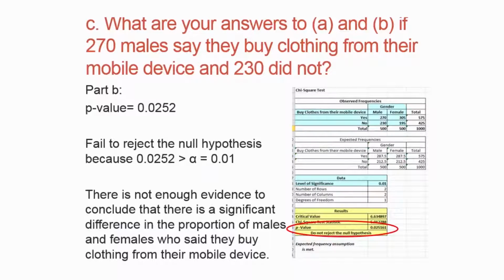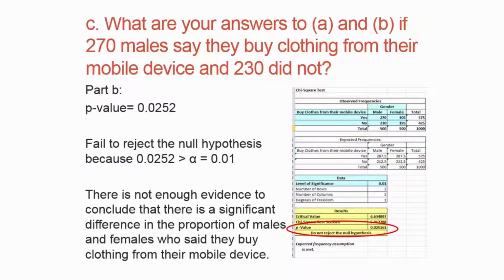Okay, notice the p-value is also different, 0.025161. That value is greater than 0.01, which is why I'm failing to reject the null, and there's not enough evidence to conclude a significant difference in the proportion of males and females who buy their clothing from the mobile device. So, do not reject the null is my conclusion.